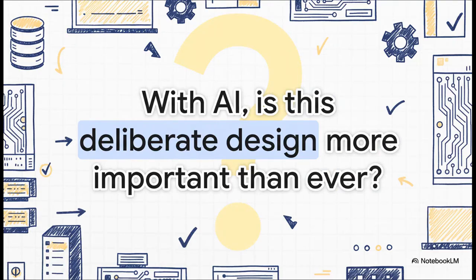And that kind of leaves us with one final big question for the future. As we hand over more and more of our decision-making to automated systems, to AI, does this kind of super careful, human-driven design become less important? Or does it actually become the most important thing of all? Definitely something to think about.